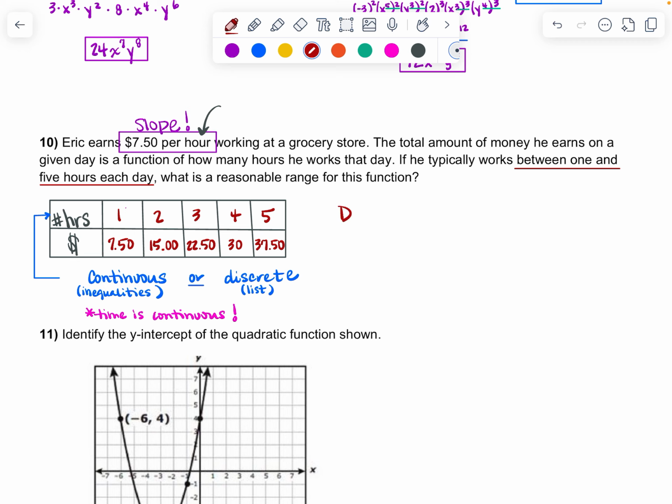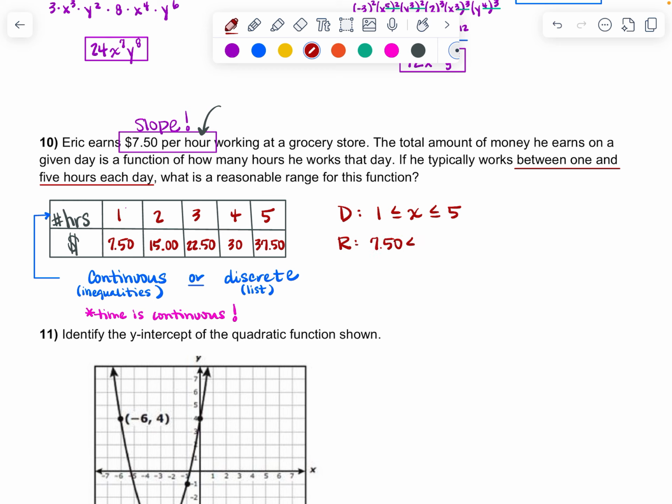All right, so here we go. So our domain would be written as 1 is less than or equal to X is less than or equal to 5, right? Because we're talking about hours. And then the range, right? We filled in this lovely table.